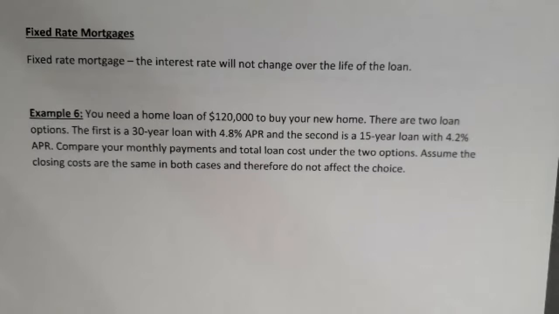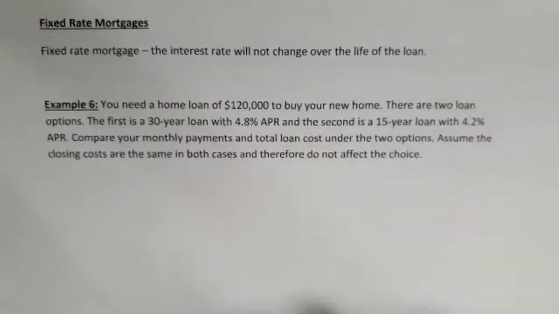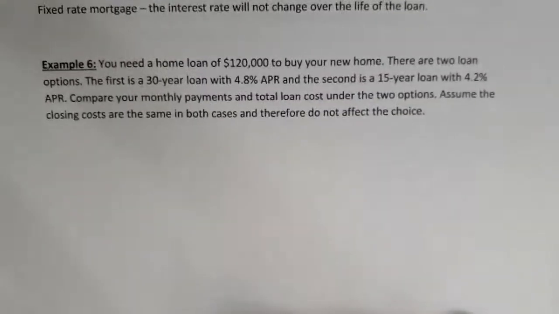Compare your monthly payments and total loan costs under the two options. Assume the two closing costs are the same in both cases and therefore do not affect your choice. So we're just ignoring closing costs and all those other things. We're just looking at our loan. We're looking at how much it's going to cost us to pay this. So there's a 30-year and there is a 15-year.